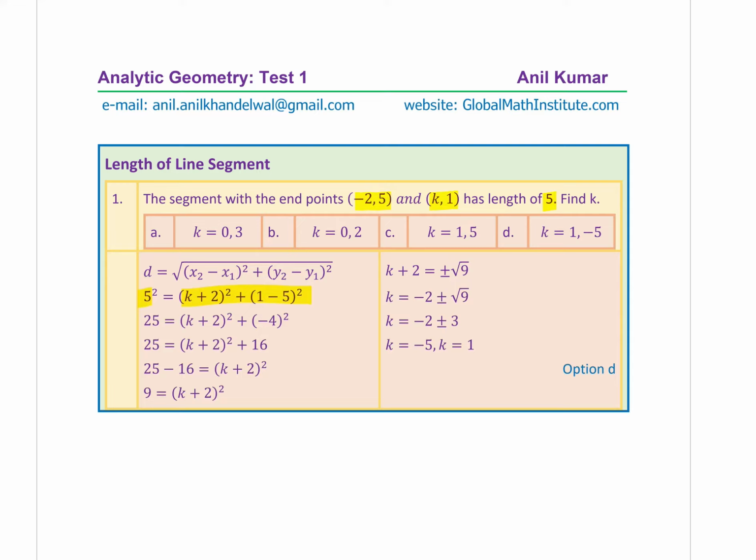Now remember, the test paper is without a calculator. So 5 squared is 25 and 1 minus 5 is minus 4. Minus 4 whole square is 16. So we can take 25 minus 16 on the left side, k plus 2 whole square. Now, at this stage, it is a good practice to square root, right? So remember, a critical step here is square root both sides.